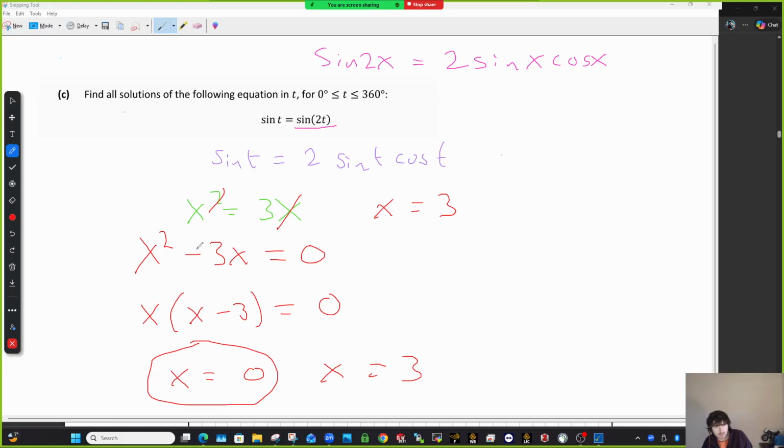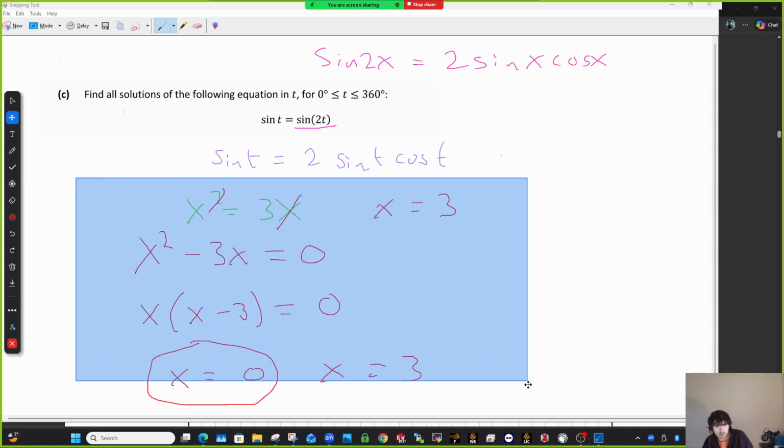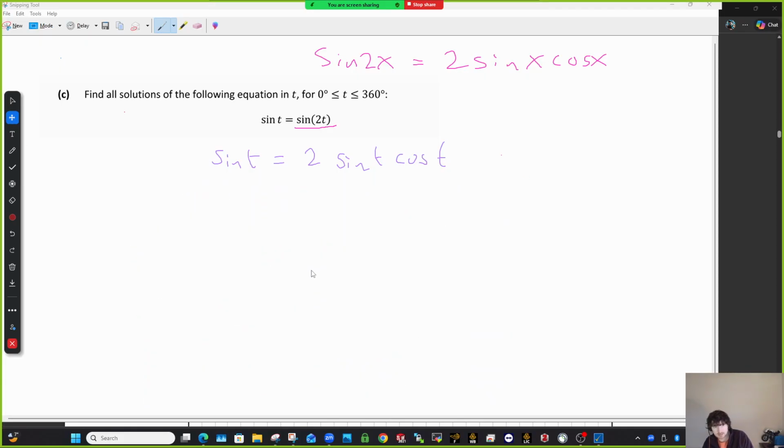Hopefully that makes sense. You can read through that slowly if that doesn't make sense. But you don't want to just go and divide both sides by sine t here because you're throwing away the valid solution of when sine t itself is equal to 0. It's a valid solution to this equation.